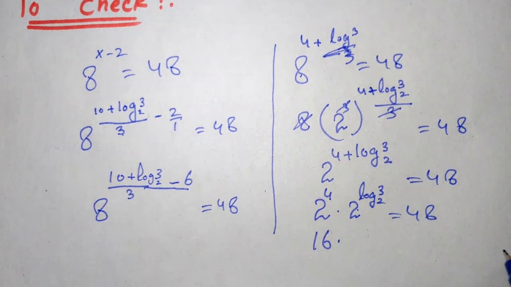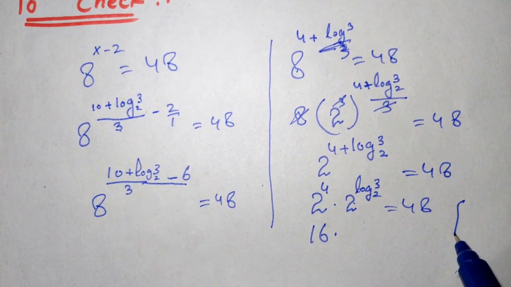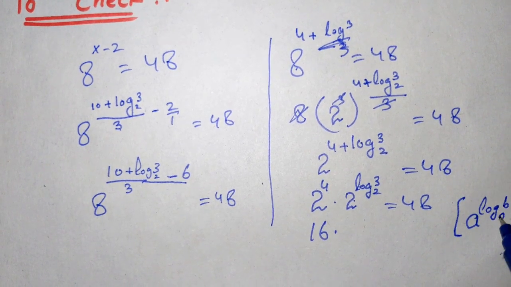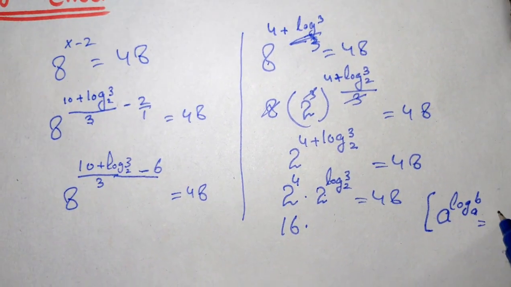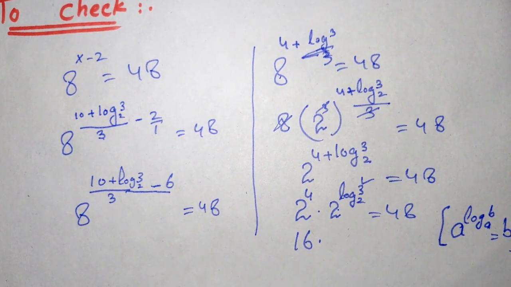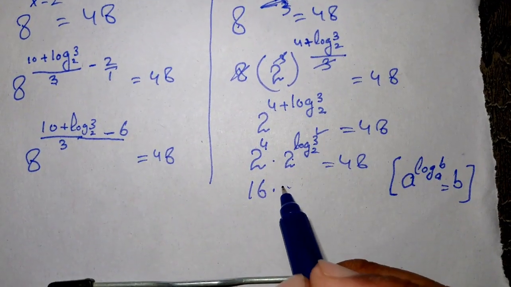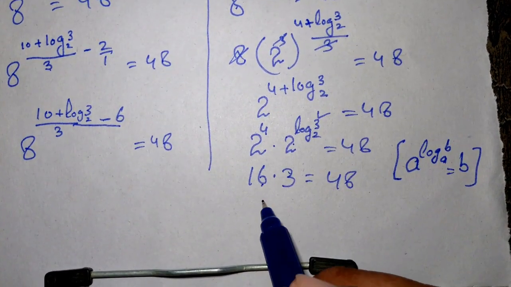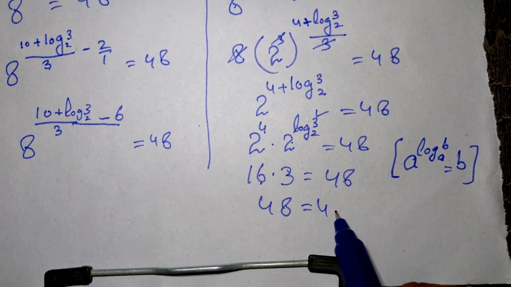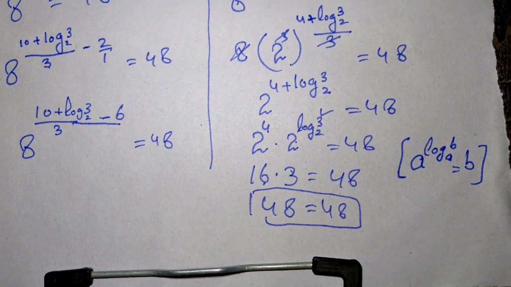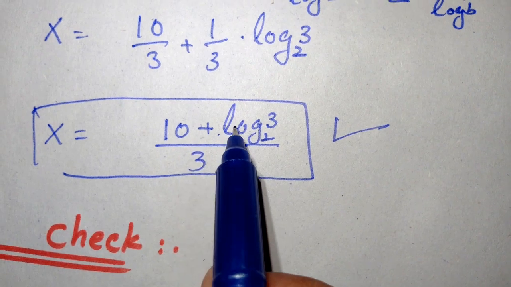Now 2 to the power of 4 is equal to 16, times this is equal to 3, because we know that a to the power of log b to the base a is equal to b. So by applying this condition here, b is 3, so this is equal to 3, is equal to 48. Now 16 times 3 is equal to 48 is equal to 48. So the left hand side is equal to the right hand side. This shows that our answer x is equal to 10 plus log 3 of base 2 over 3 is correct.